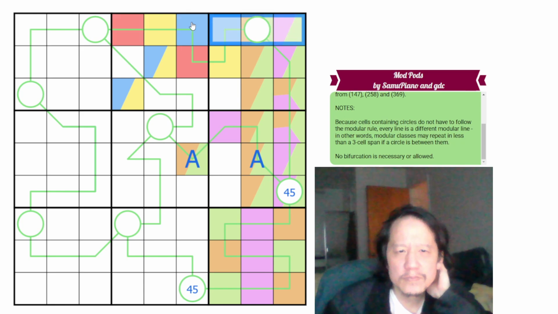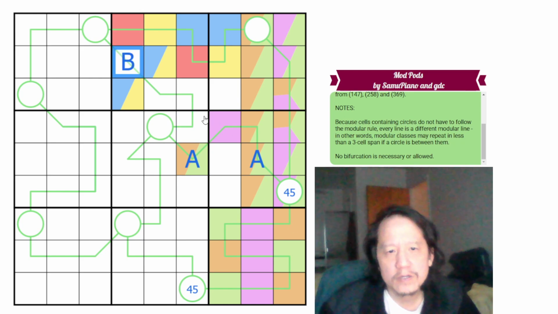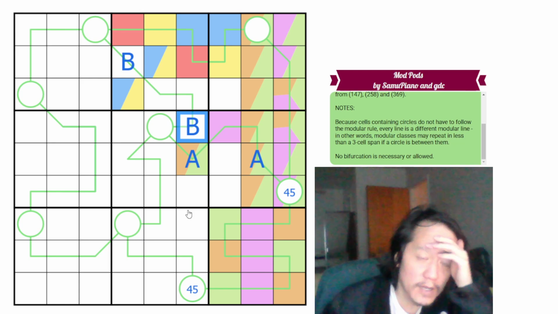We're not told much else here. This is the same as this. So this is B. That's the same as that set.